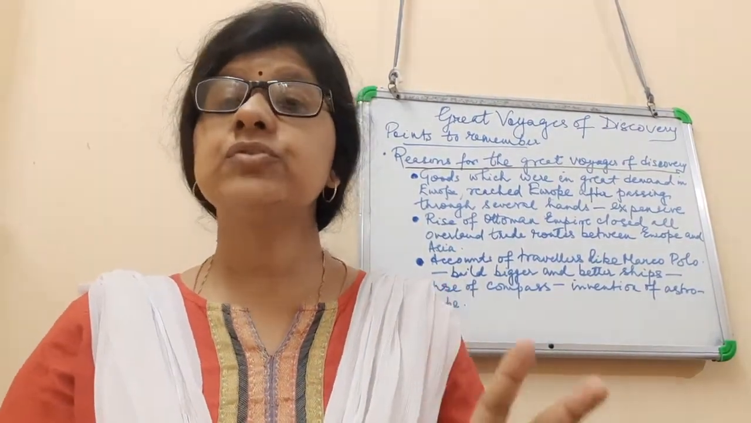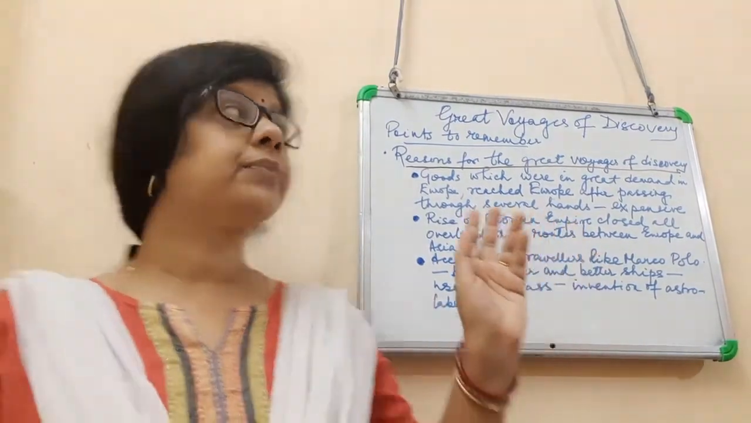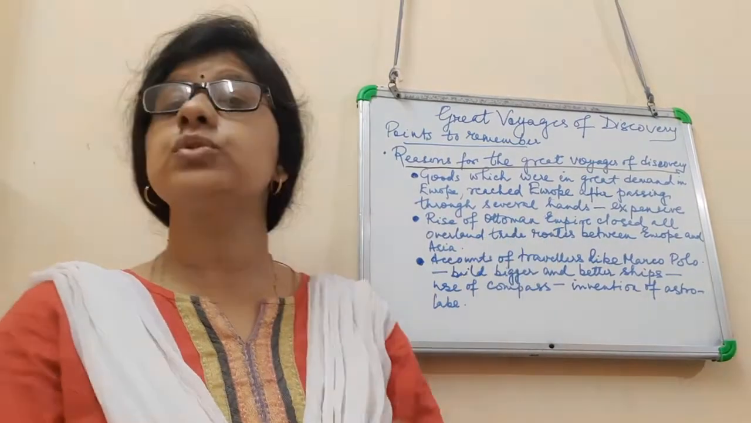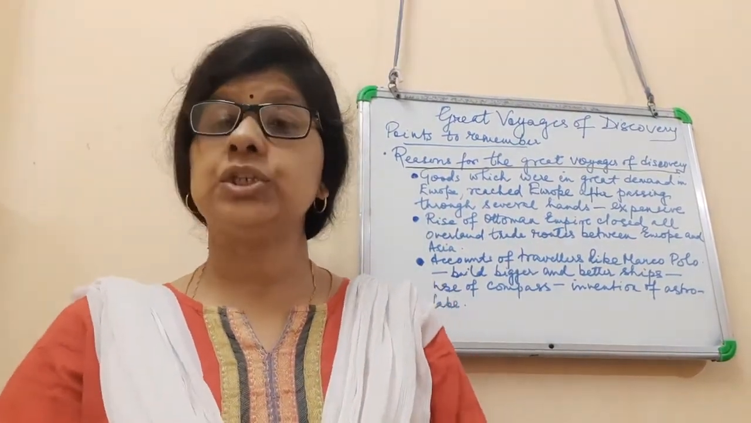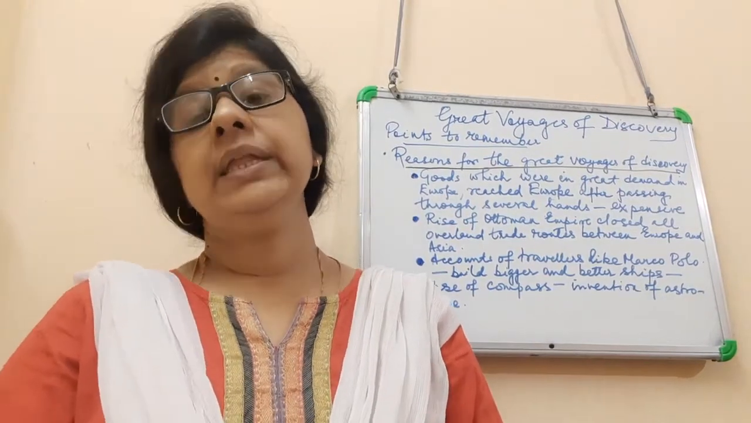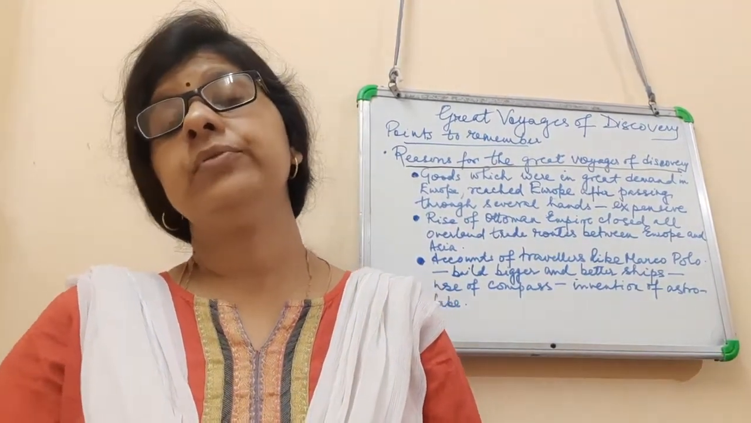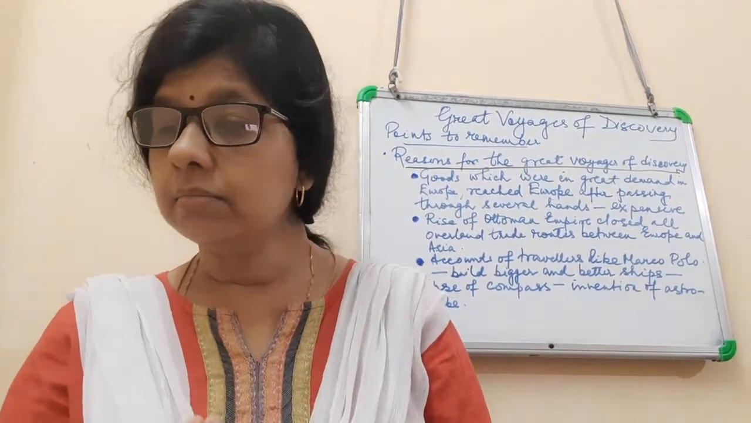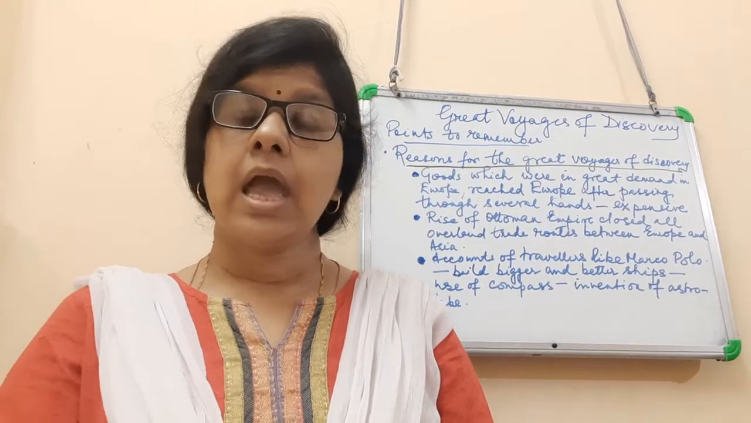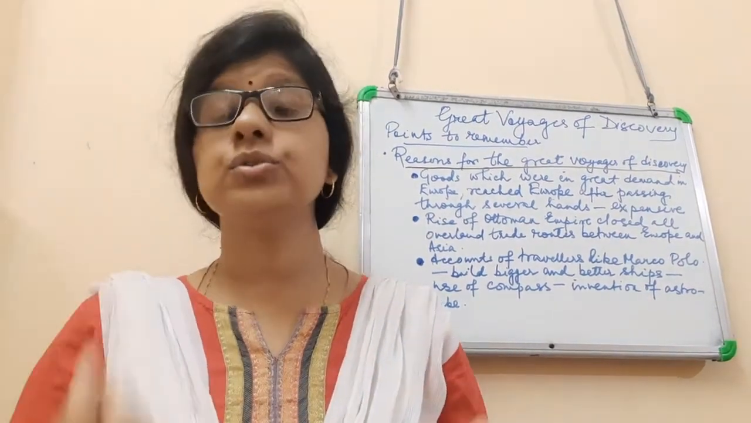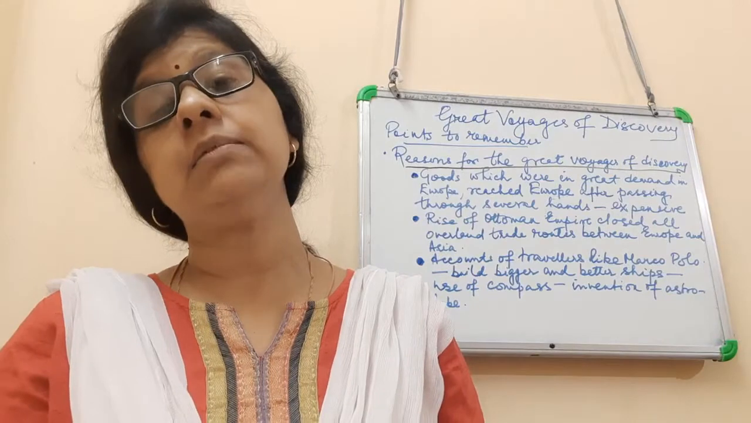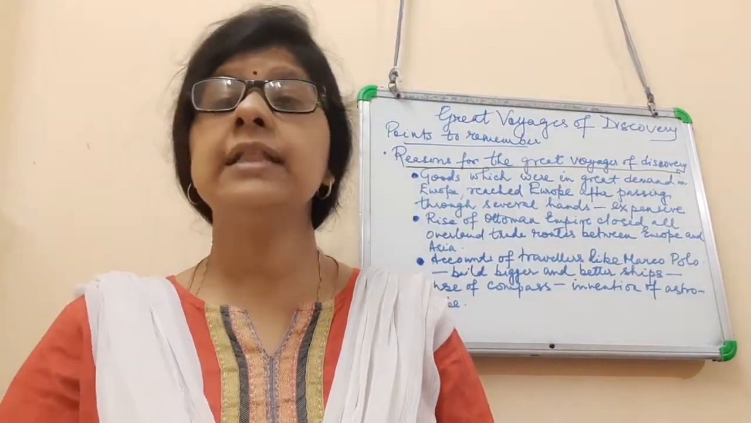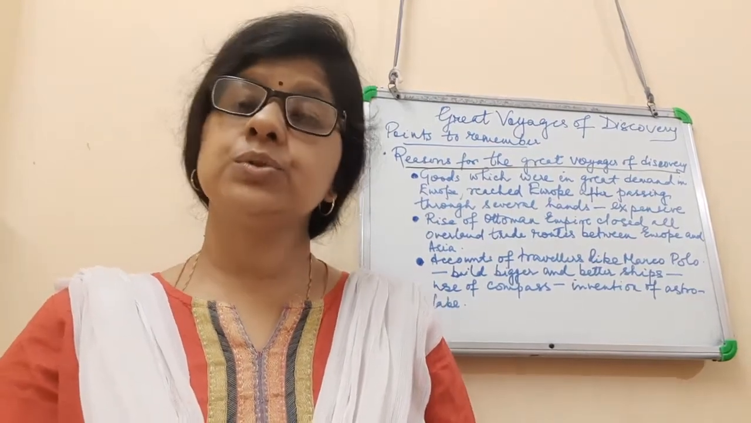Number 2, the next reason is the rise of Ottoman Empire, which closed all overland trade routes between Europe and Asia. When this happened, the European rulers helped merchants with ships, men and money, so that they could go on long voyages and discover new routes. This was the second reason.